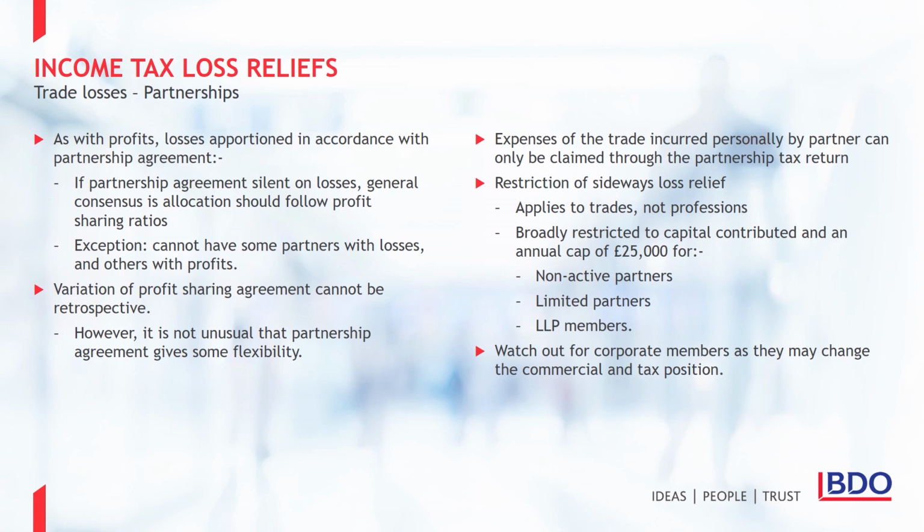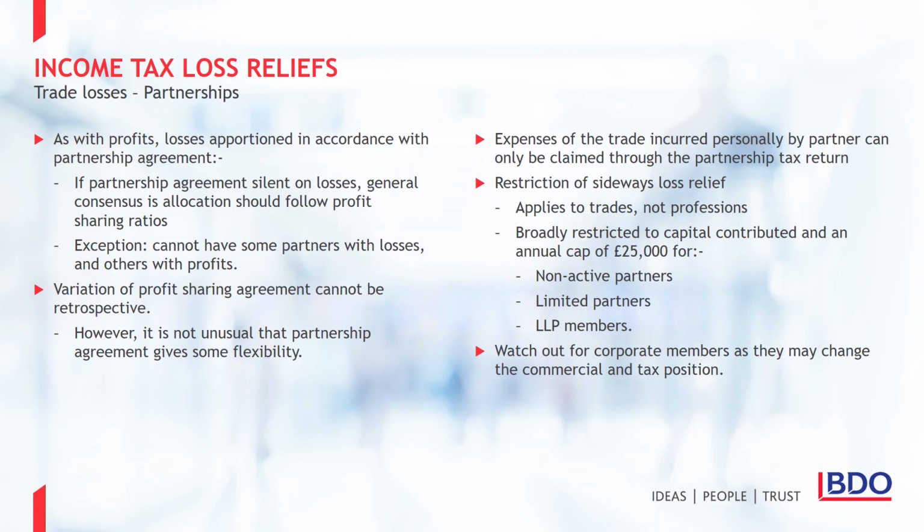Non-active partners, essentially partners who spend less than 10 hours per week engaged in the trading activity of the partnership. For the first 4 years of trade, they can claim sideways loss relief, but it is restricted to the lower of £25,000 or their capital contribution, minus any previous sideways loss claims. From the 5th year, only the £25,000 cap applies.